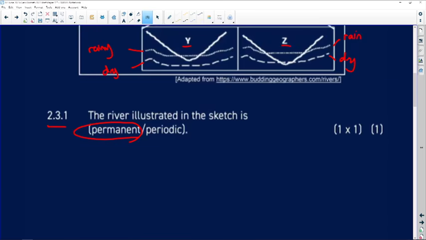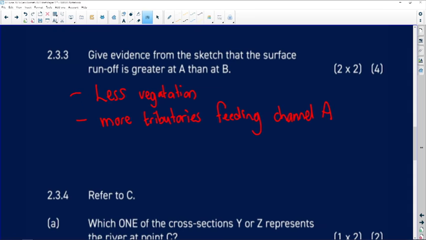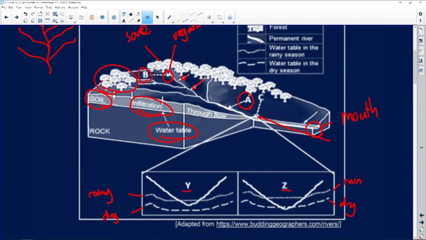And what can we say? So there's less vegetation, and we can also say there's more tributaries feeding channel A. Now, if I just go back to that point, right? Another thing is, you can see this river is all by itself, where river B has only one tributary. Now look at how many tributaries join. There's confluence taking place when two tributaries join. We can also see the river channel is wider over there. So the volume of water is much more, right?